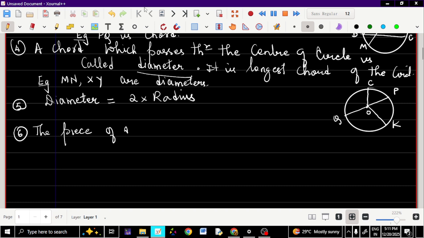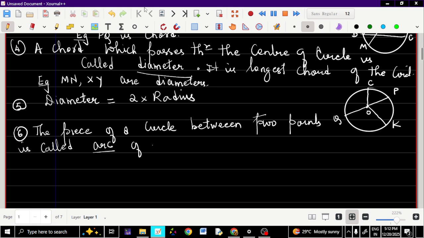The piece of a circle between 2 points is called an arc of the circle.